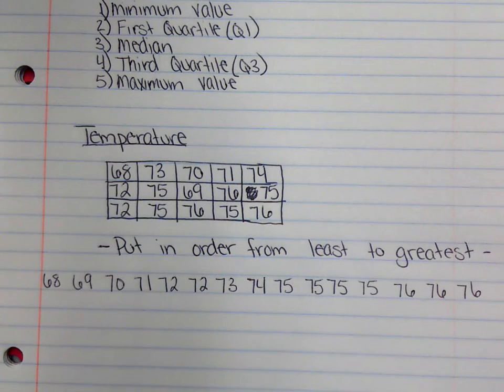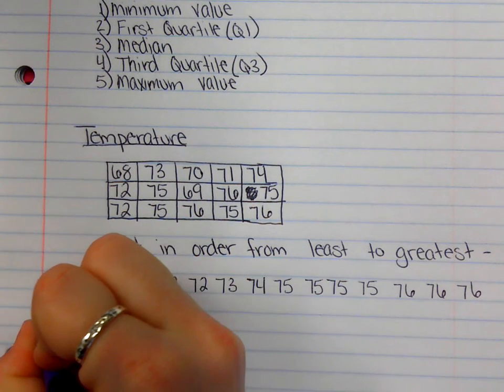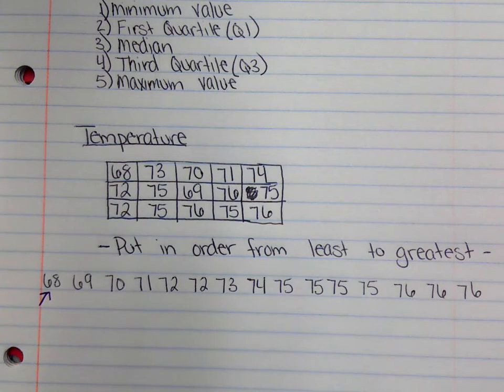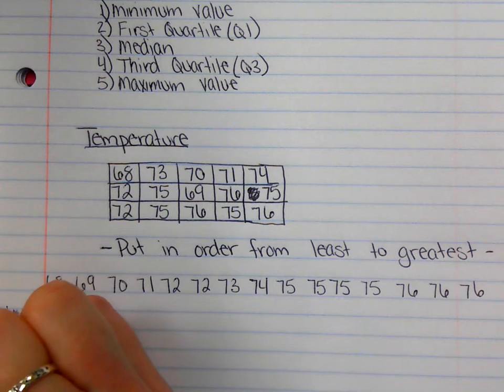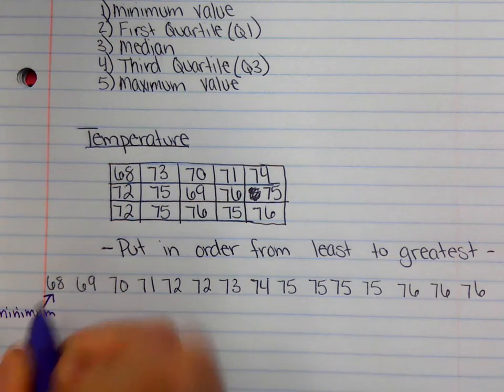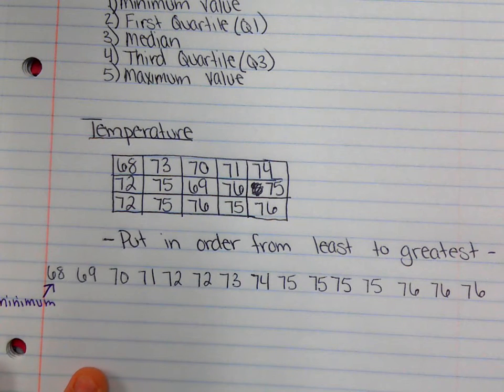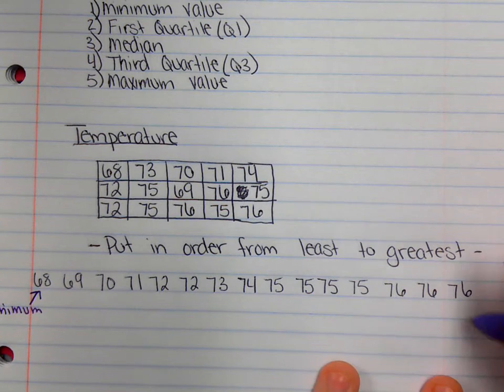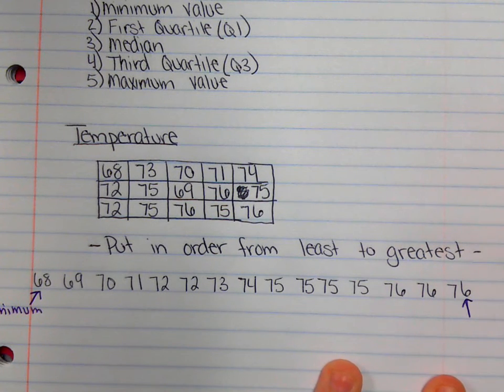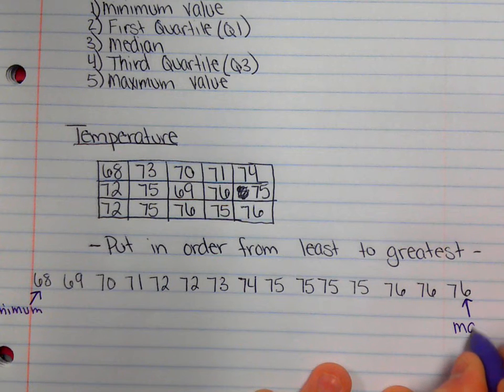All right, so I have my data in order from least to greatest. All right, our 5-number summary. The first number is your minimum value. That just means your smallest number. So right here, my 68 is the smallest number, so I'm going to say that that is my minimum. I'm going to go ahead and label that minimum. The other really easy one is going to be your maximum. So you just go to your biggest number, 76, and that's going to be called my maximum.